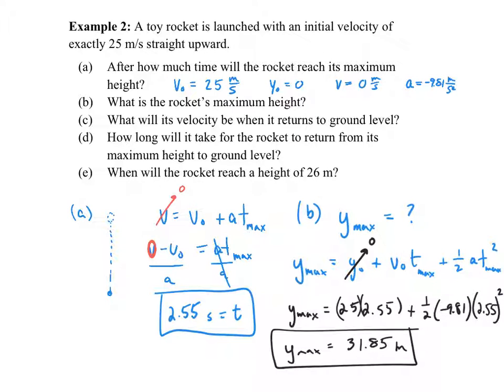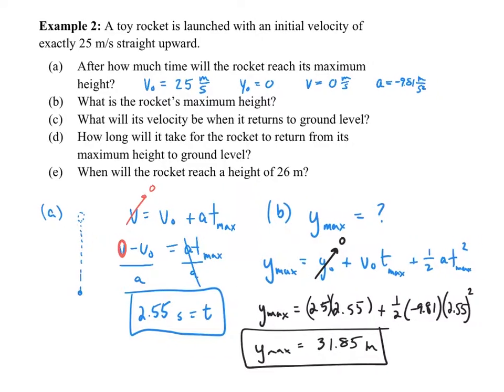Part C says, what will its velocity be when it returns to ground level? When it returns to ground level. So what part of the problem are we looking at now when it returns to ground level? Could you just use the part from when it goes from max height to the ground? Very good. So let's take a look.